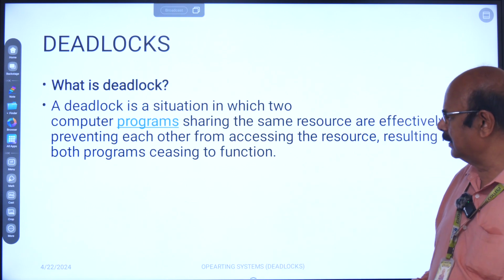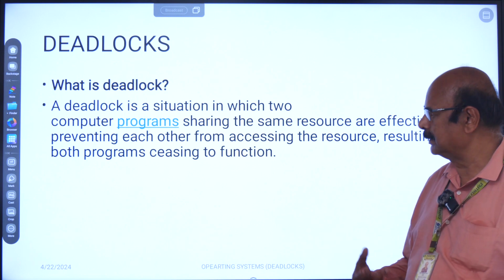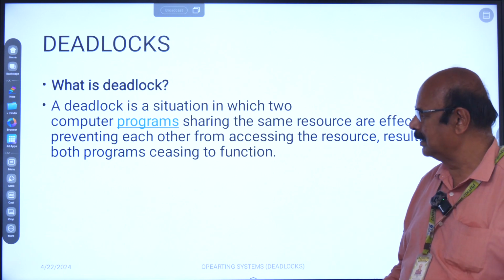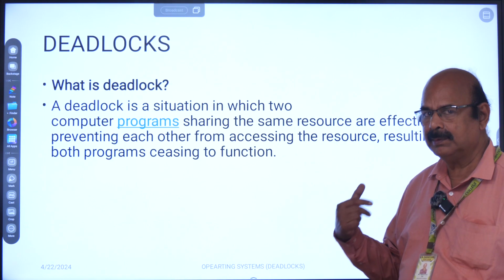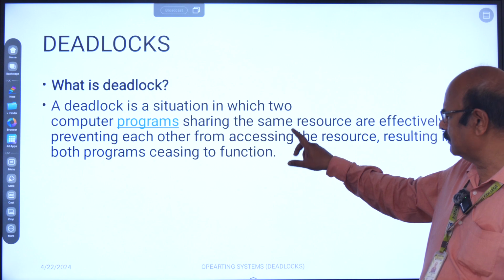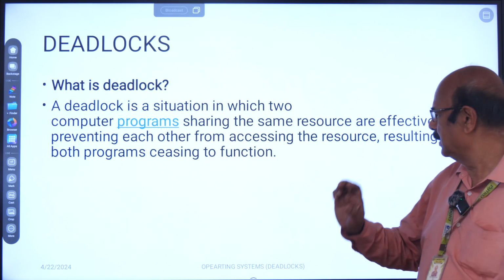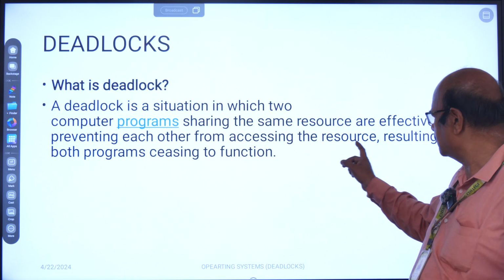Okay, so what is a deadlock? Everybody knows that, but you might also have studied it in operating systems. If you have a brief idea, it will be easy to follow further. A deadlock is a situation in which computer programs sharing the same resource are effectively preventing each other from accessing the resource.